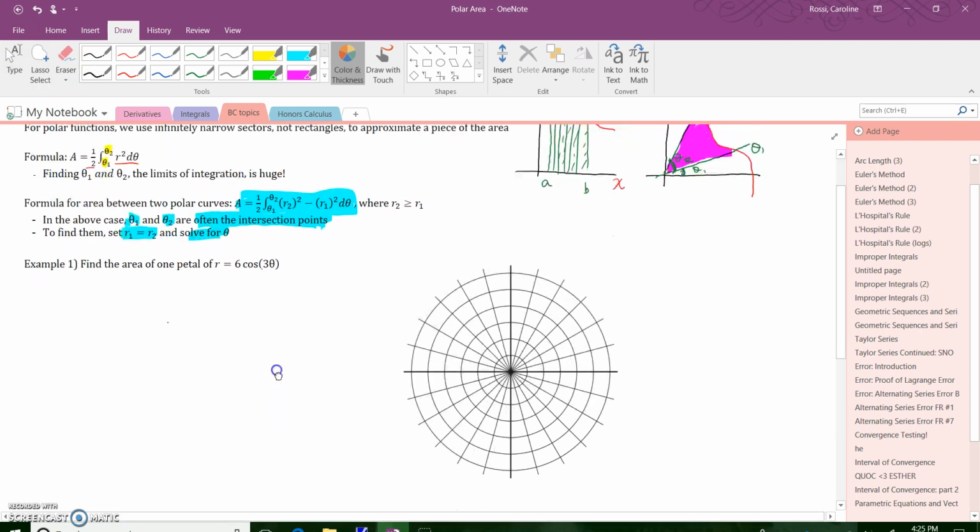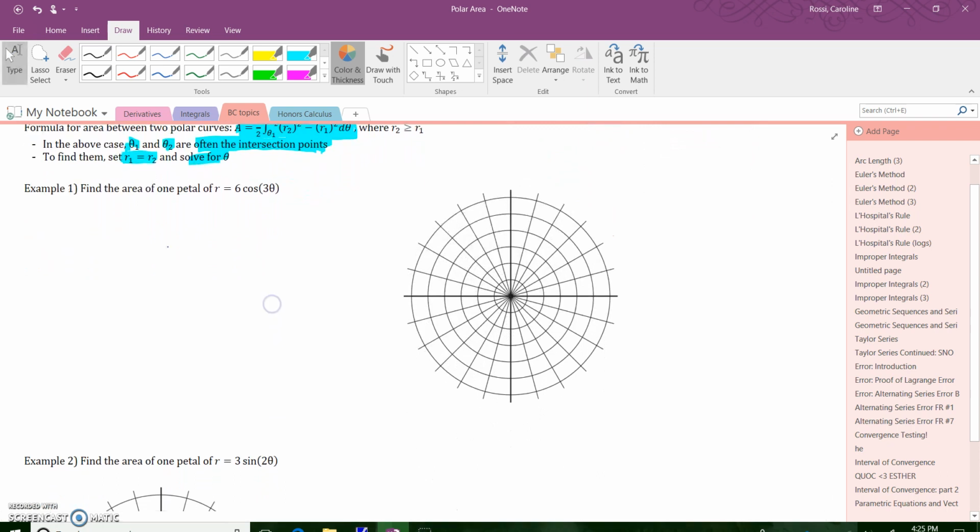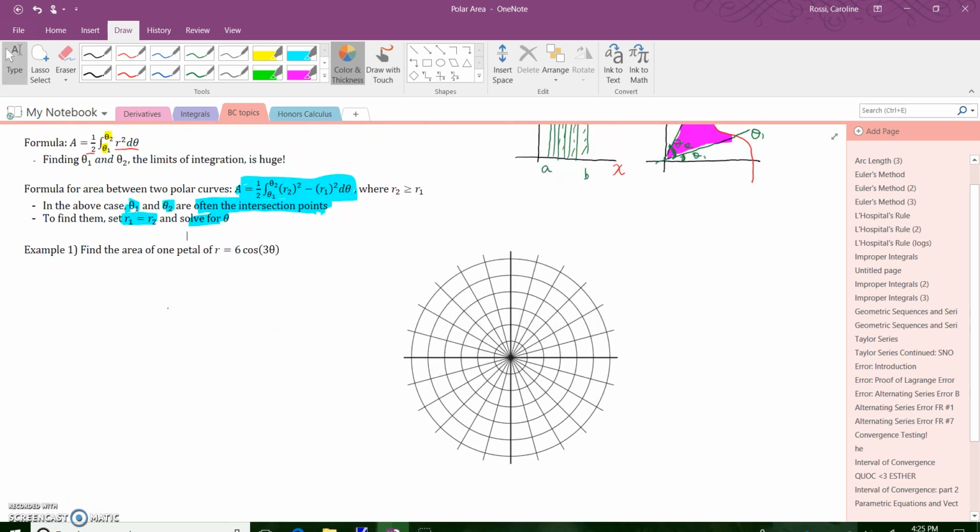All right, so let's go ahead and actually try one. We're going to try a more basic one, and then we're going to work our way up to the AP level ones. You're not quite at the AP level ones yet. I want to do this one, r equals 6 cosine of 3 theta. Keep in mind, this is in the setup of a rose curve. We're going to have 3 petals, because that's the coefficient n in front of theta. And this 6 up front tells you the length of each petal.